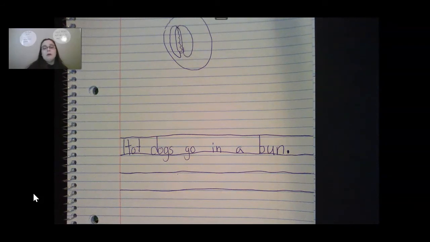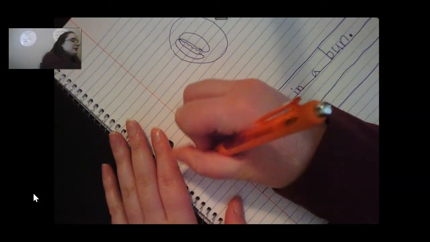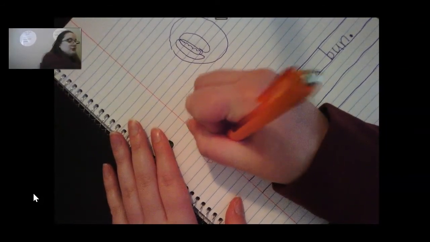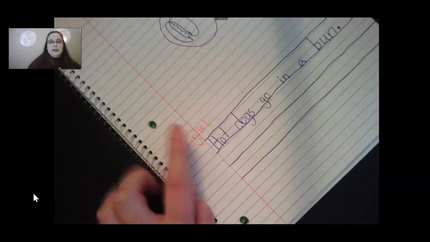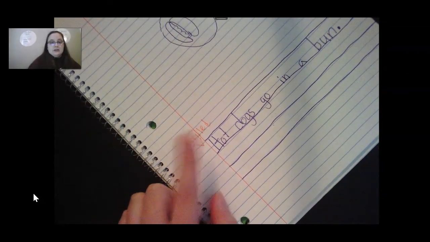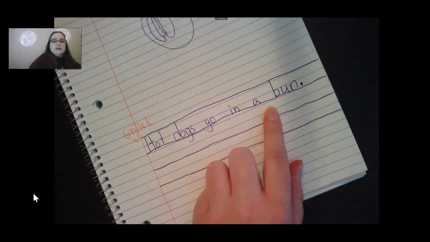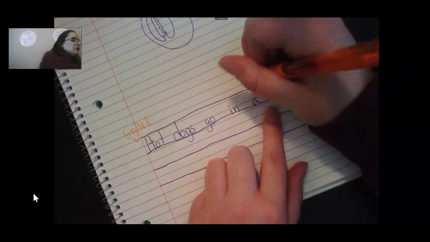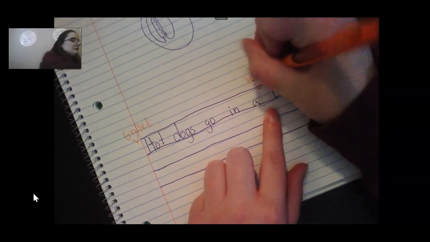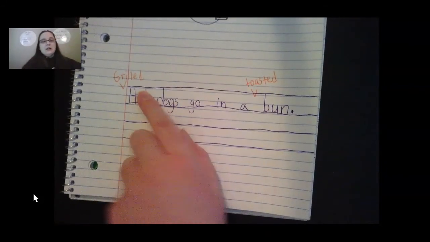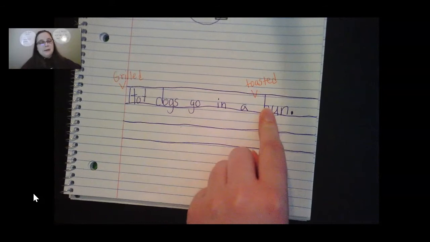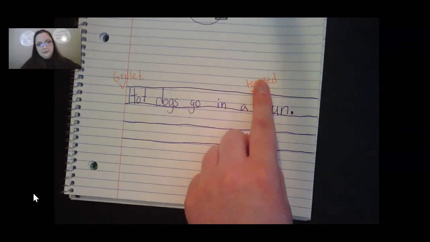I could say warm hot dogs go in a bun, grilled hot dogs go in a toasty bun. I think I'm going to do that one. So I think I'm going to put grilled at the beginning because we've been talking about grilled hot dogs all throughout Miss Greathouse's story. So I'm going to add grilled here. So grilled hot dogs go in a toasted bun. So I'm describing the hot dogs as grilled and the bun as toasted. Okay?